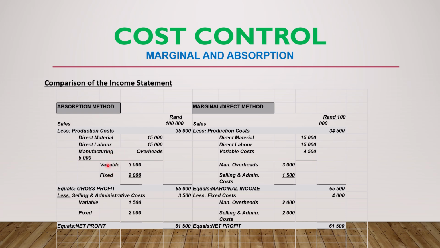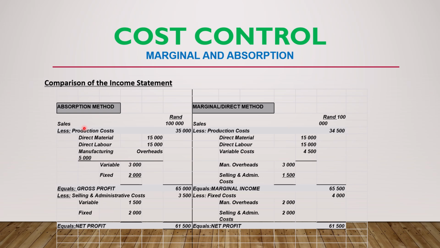All right. Now let's start with the absorption one. What did we say the absorption method focuses on? We said it absorbs, or accepts, or recognizes fixed manufacturing overhead as part of production costs.